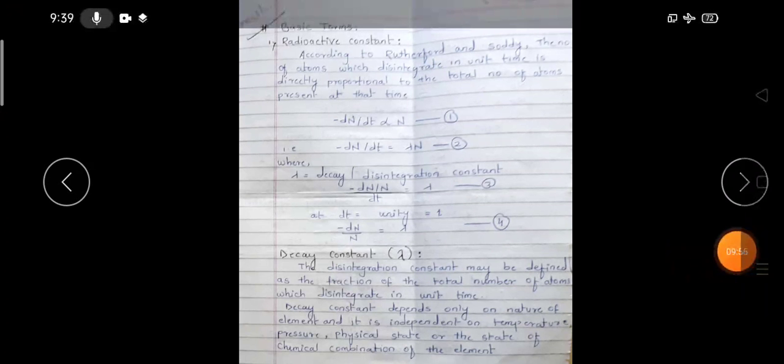The decay constant depends only on the nature of the element and it is independent of temperature, pressure, physical state or the state of chemical combination of the element. Remember this, very important, because it is independent of these things.